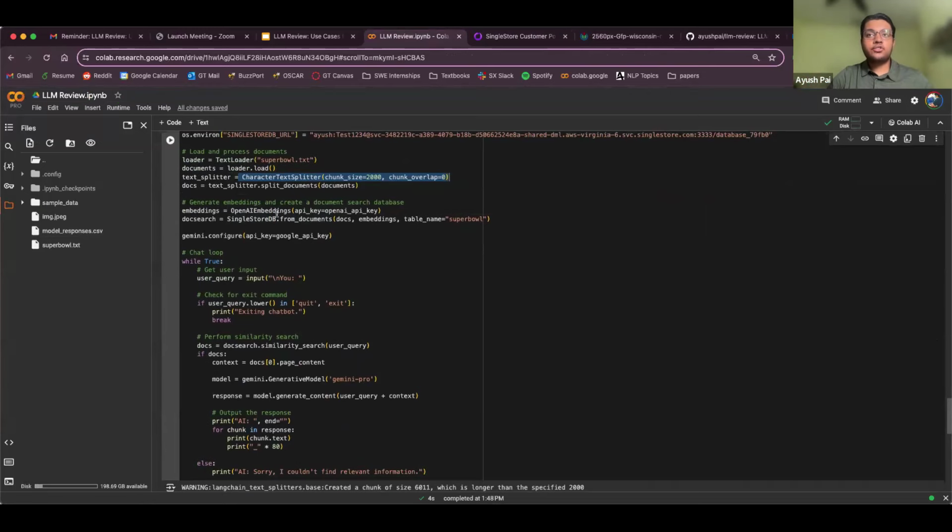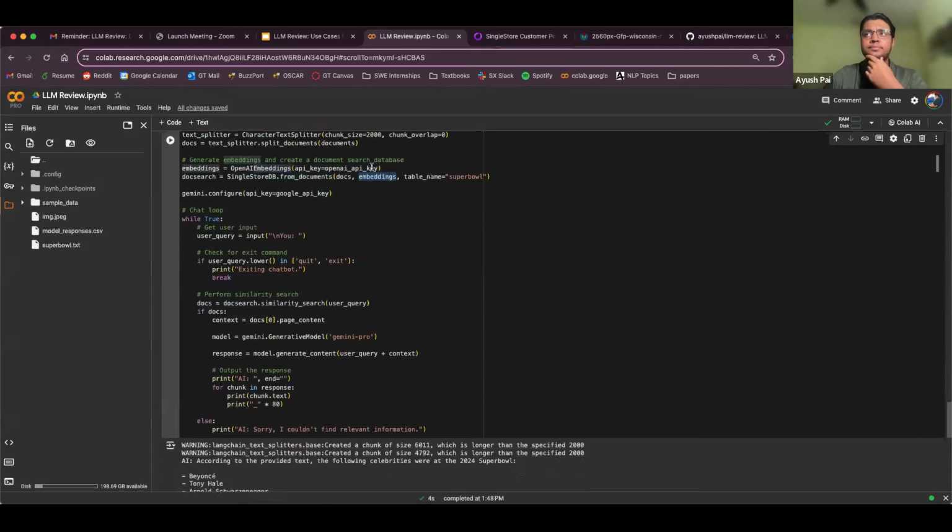And essentially what it's doing, it's generating these embeddings using OpenAI. You can use any embeddings model, you could use Google, it doesn't really matter in this case. But what we're doing is defining this docsearch, which is basically a variable for our vector DB. And you're creating this new table here. And this table is going to have these two columns, which are the documents and then the embeddings themselves.